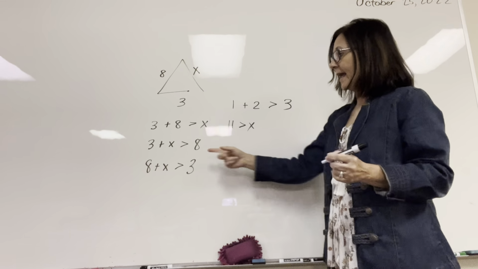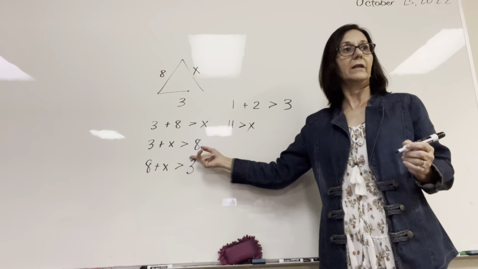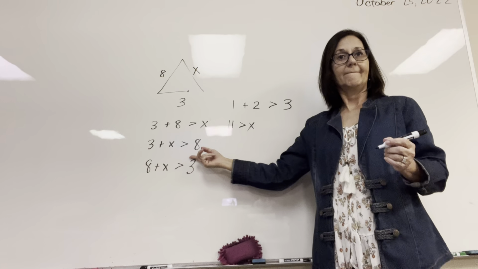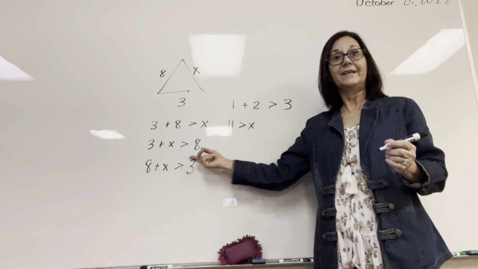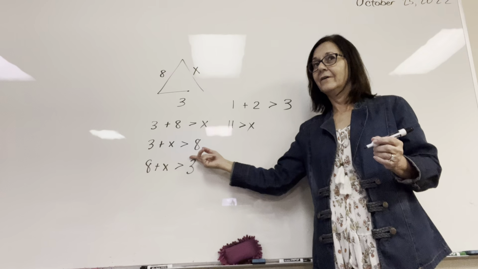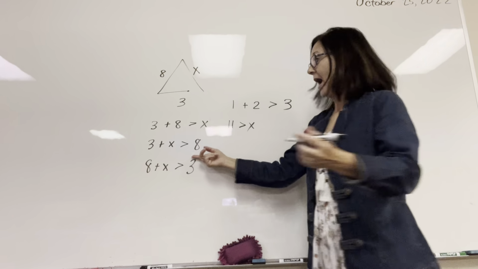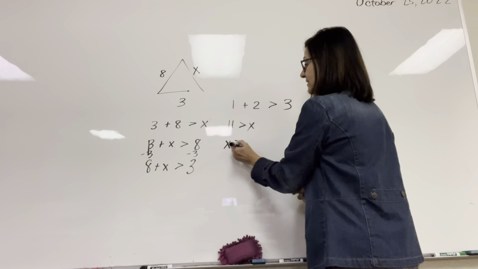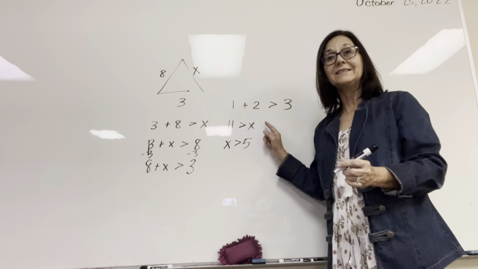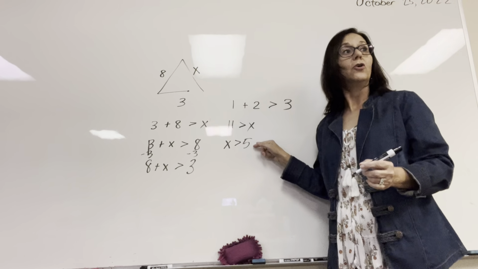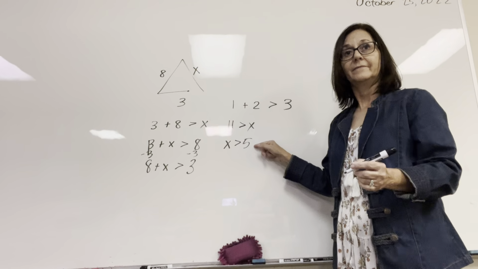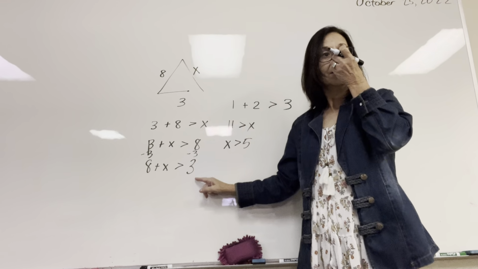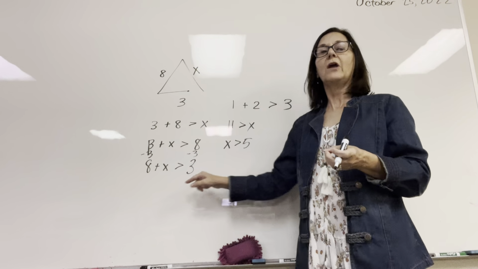All right. Now, how do I solve this inequality? Do you remember from algebra how to solve this inequality? Subtract from both sides. Yes! I'm going to subtract the 3 from both sides. So now x has to be greater than 5. So x has to be less than 11, and x has to be greater than 5. All right, what happens here? What happens when I subtract 8 from both sides?